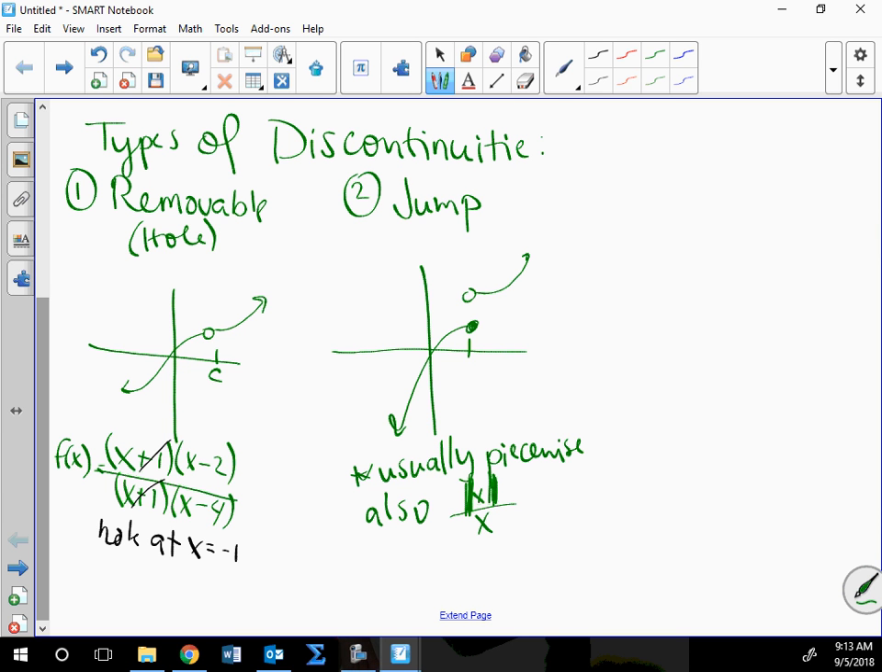Okay, and then our last one, we have our infinite discontinuities. Okay, so our infinite discontinuity, we have some type of asymptote.